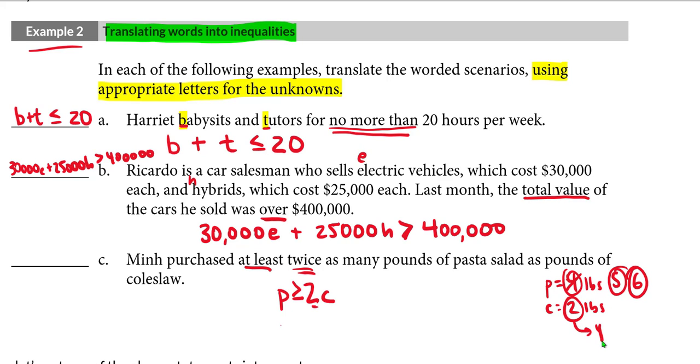Twice C would be 4. P could equal 4. P could equal 5. P could equal 6. So again, P must be greater than or equal to twice C. Again, if you saw the relationship there immediately, more power to you. I do understand, however, that some students do get a little bit tripped up by the type of wording that we see here in example 2C.